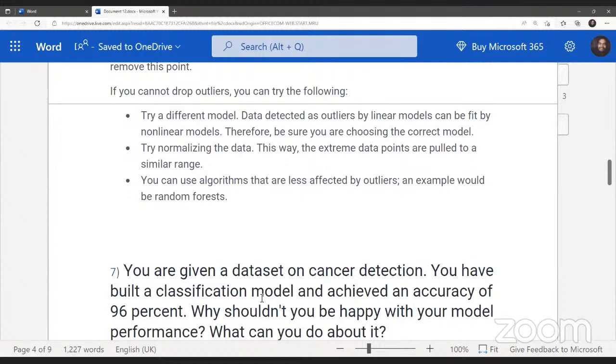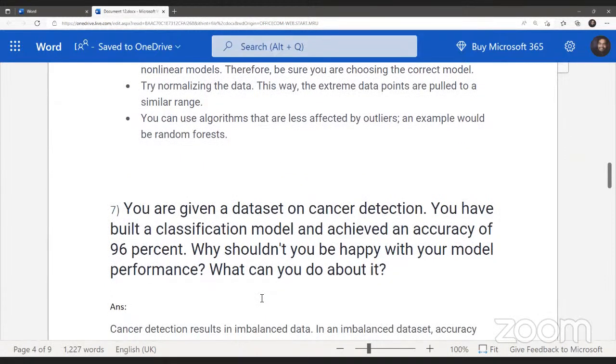data detection of outliers by linear models can be fit using non-linear models. Therefore we have to be sure whether we are choosing the correct model or not. We have to try normalizing the data, and we have to pull the points into similar ranges. You can also use algorithms that are less affected by outliers, and that would be random forest.